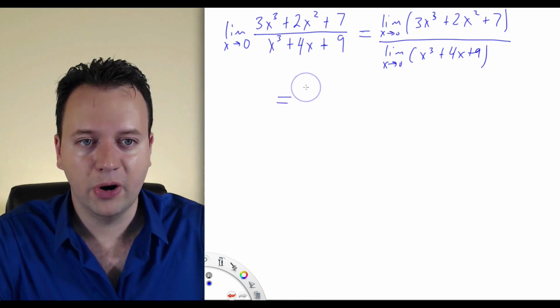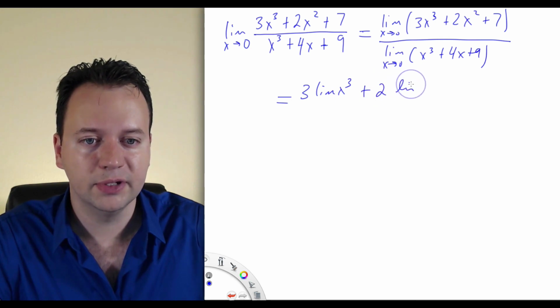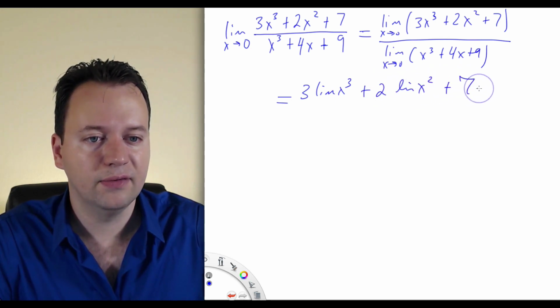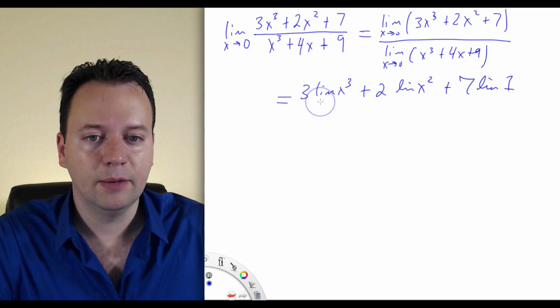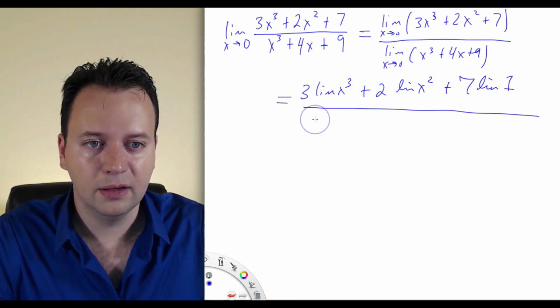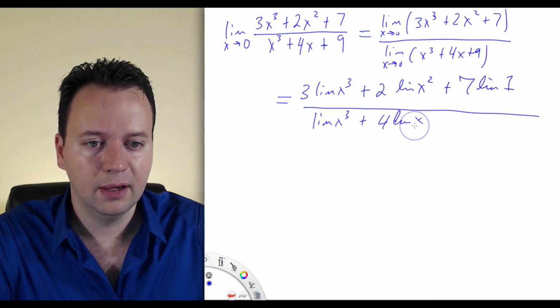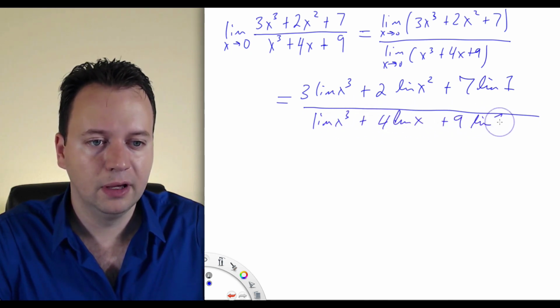And then you would further break it up as 3 times the limit of x cubed plus 2 times the limit of x squared plus 7 times the limit of 1. I'm just being quick and not writing x goes to 0 every single time. I'm just writing a limit, and then divided by the limit of x cubed plus 4 times the limit of x plus 9 times the limit of 1.